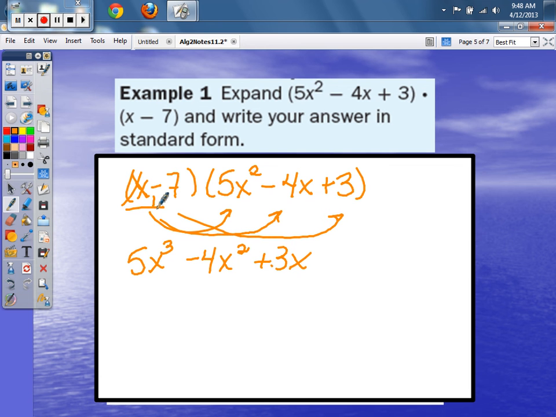Now I'm going to distribute the negative 7. Be careful. You are using that sign when you distribute. Negative 35x squared plus 28x minus 21. This is fun. Okay, combine like terms. Make it nice and neat, hopefully in standard form.